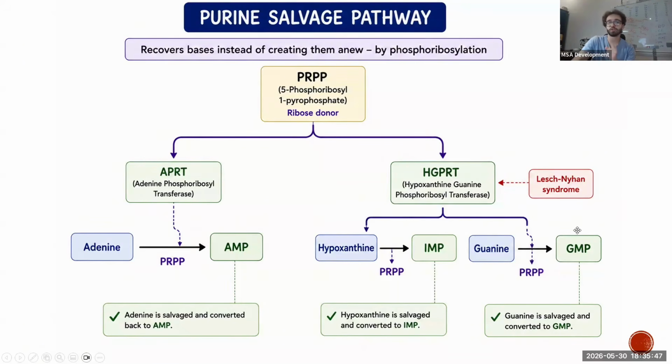Something important I want you to know. When we have a deficiency of HGPRT, we will have a syndrome called Lesch-Nyhan syndrome. This will lead to an inability to salvage IMP and GMP. We're going to talk about this in a minute. Just remember Lesch-Nyhan syndrome. Okay?